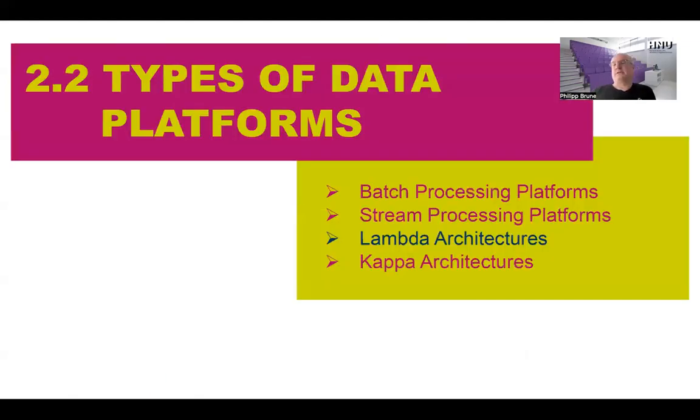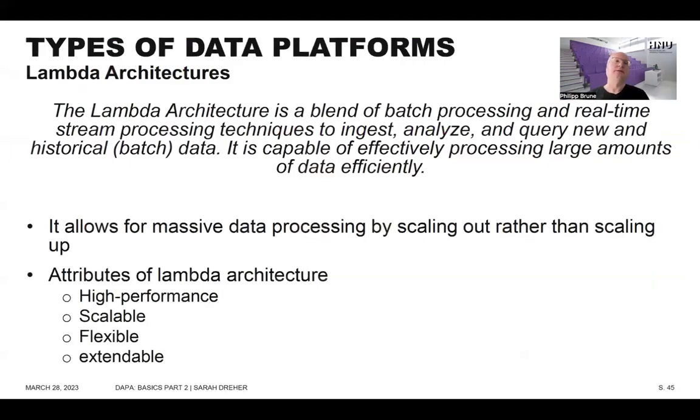So that was kind of the two fundamental alternatives that you have. And now let's look at the Lambda and Kappa architectures. The Lambda architecture combines the two. Yeah? So it is a mixture or a blend of batch and real-time streaming processing techniques.